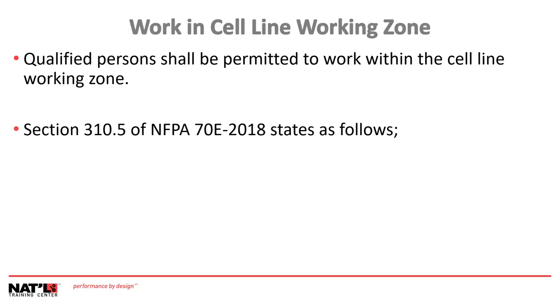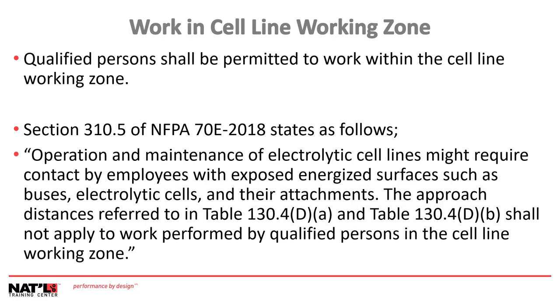Section 310.5 of NFPA 70E-2018 states as follows: operation and maintenance of electrolytic cell lines might require contact by employees with exposed energized surfaces, such as buses, electrolytic cells, and their attachments. The approach distances such as the limited approach and the restricted approach boundaries referred to in Tables 130.4(D)(a) and 130.4(D)(b) shall not apply to work performed by qualified persons in the cell line working zone. These are the limited approach and restricted approach boundaries.